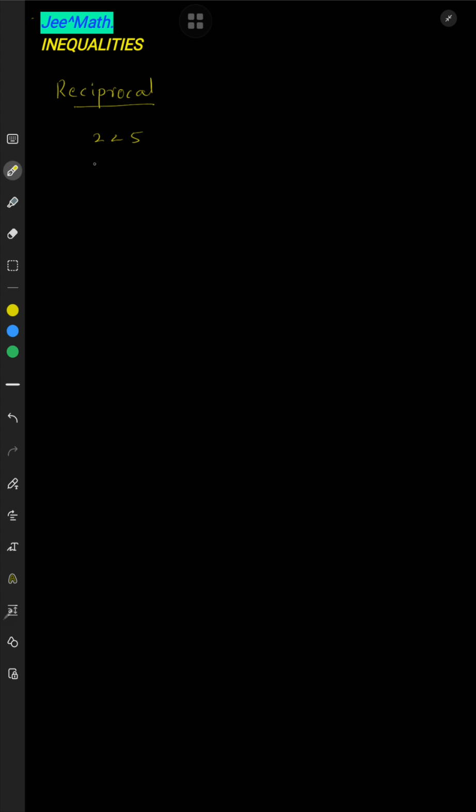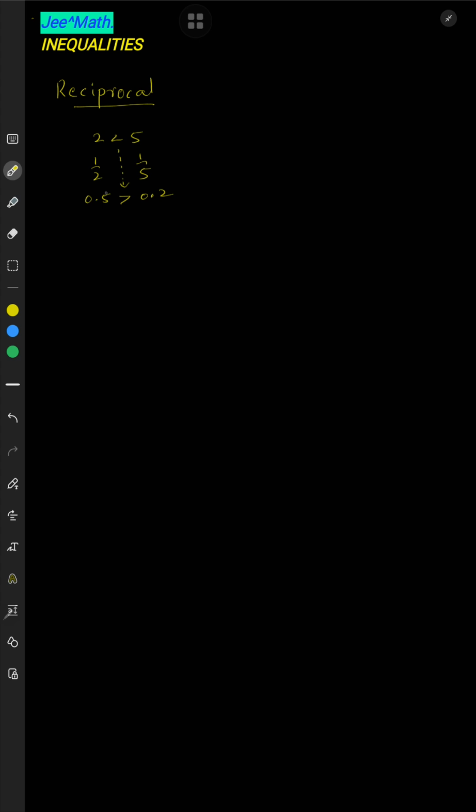So the reciprocal of 2 is 1 by 2, and the reciprocal of 5 is 1 by 5. The value of 1 by 2 is 0.5, and the value of 1 by 5 is 0.2. Now which one is greater? 0.5 is greater. So on taking the reciprocal, you need to change the inequality, and you need to keep both sides positive numbers or both sides negative numbers.